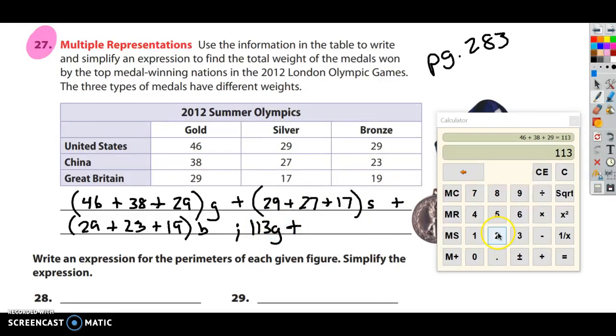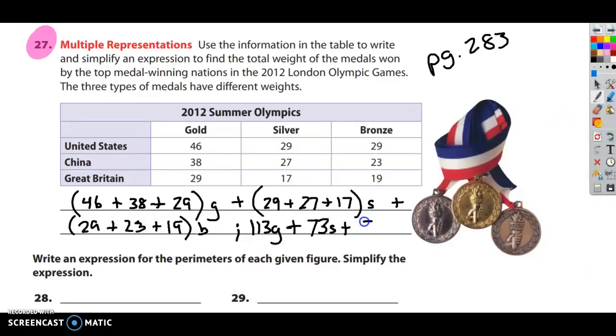And then how many silver medals were there? 29 plus 27 plus 17. There was 73 silver medals. We're going to add that to the number of bronze medals. There were 29 plus 23 plus 19. You get 71 bronze medals. And so the best answer here, it's both parts. It's showing that we would add up all the gold medals and multiply by G, add up all the silver medals, multiply by S, add up all the bronze medals, multiply by B. We get 113 gold medals, added to 73 silver medals, added to 71 bronze medals. All right, let's move on.